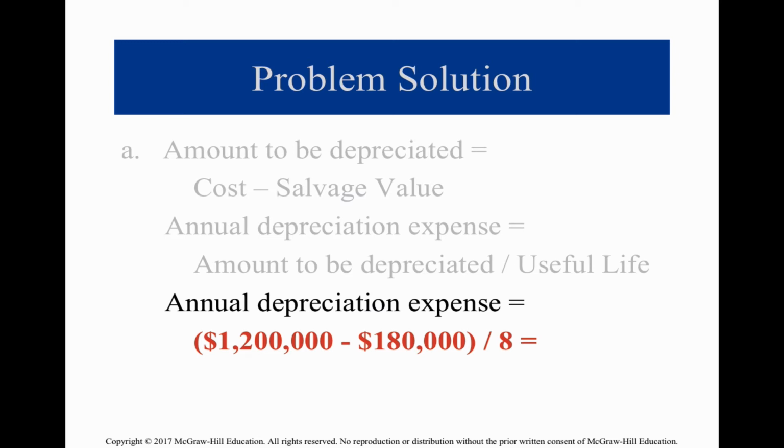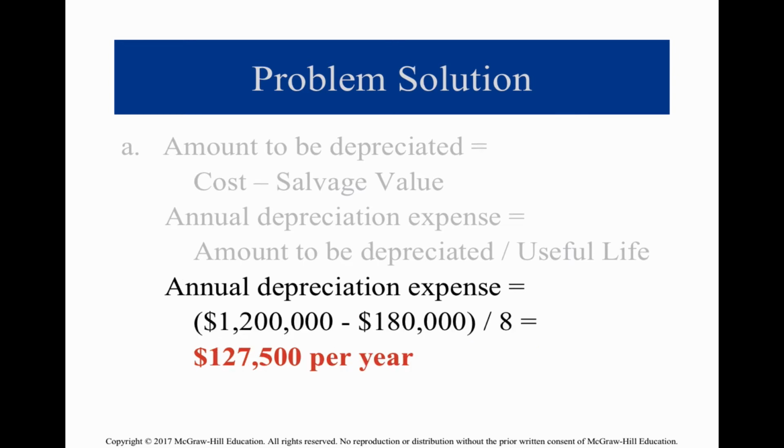We have 1.2 million minus 180. And how much value disappears a year? It's this amount divided by 8, because it disappears evenly over the 8 years. So we have 127,500 per year. What's the entry for this? Every year, debit depreciation expense, credit accumulated depreciation. Accumulated depreciation shows up on a balance sheet as a contra asset.